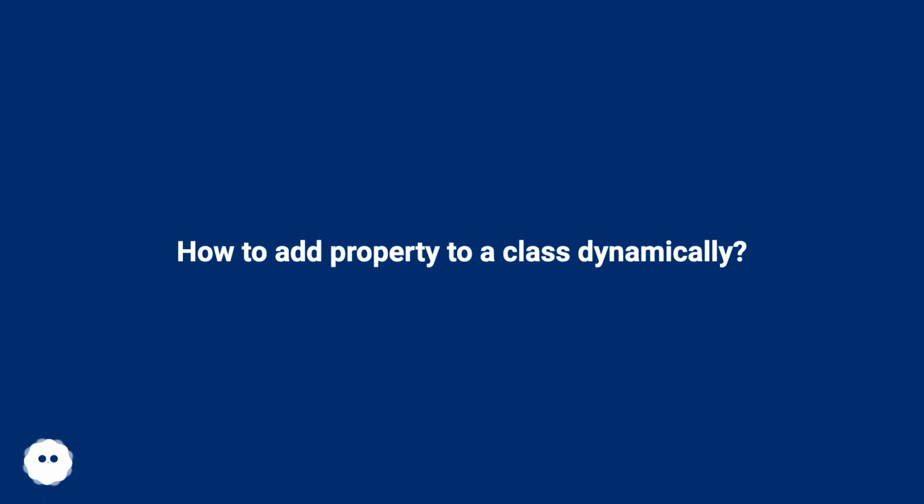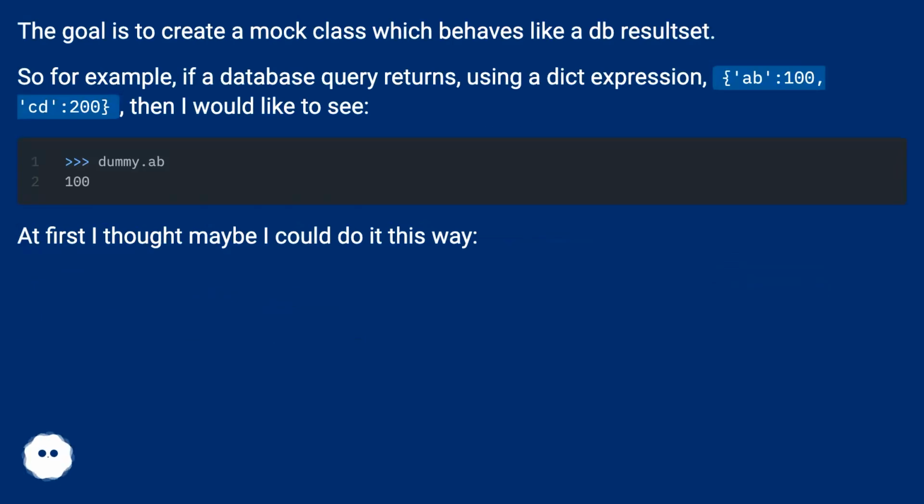How to add property to a class dynamically. The goal is to create a mock class which behaves like a DB result set. So for example, if a database query returns, using a dict expression, column 100, CD, column 200, then I would like to see the results as attributes. At first I thought maybe I could do it this way.